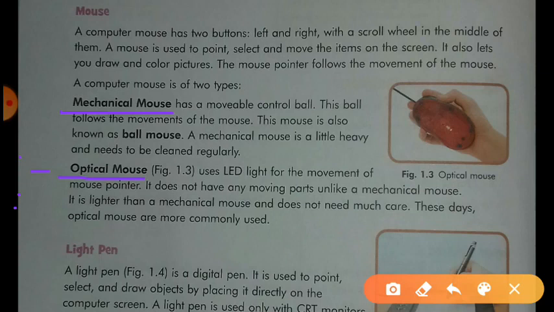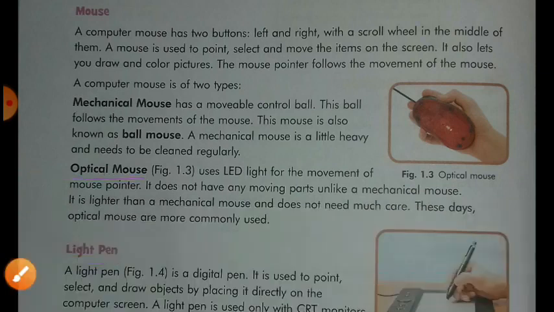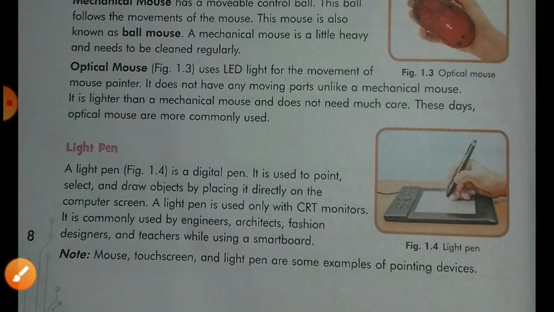Okay, students. Now come to the topic that is light pen. Dear students, light pen is a digital pen, not a simple pen. A light pen is a digital pen. It is used to point, select and draw objects by placing it directly on the computer screen.